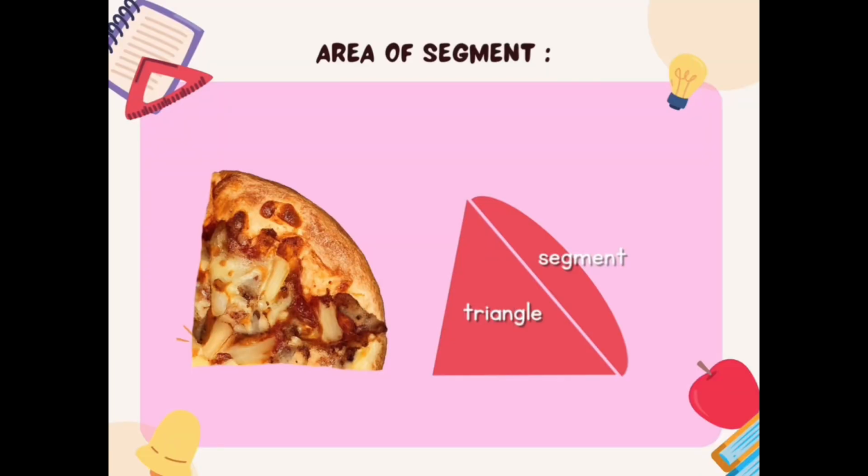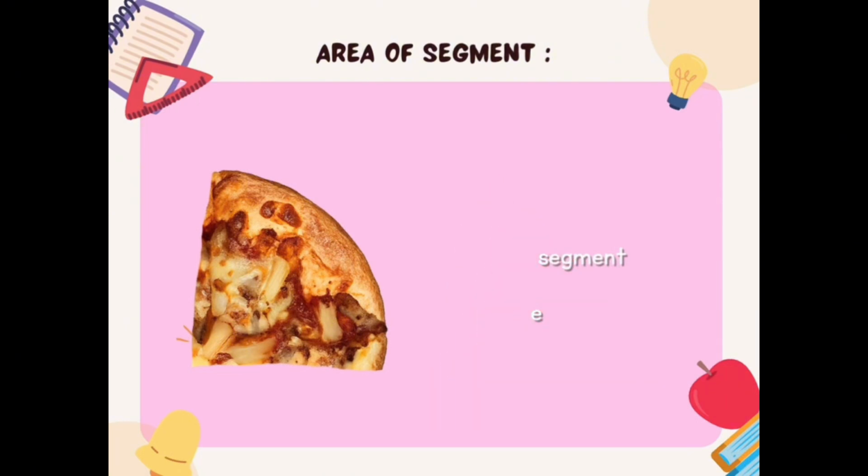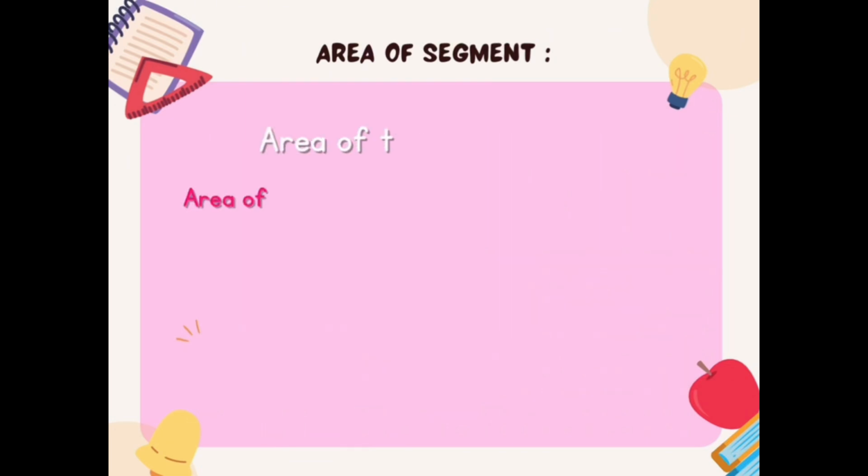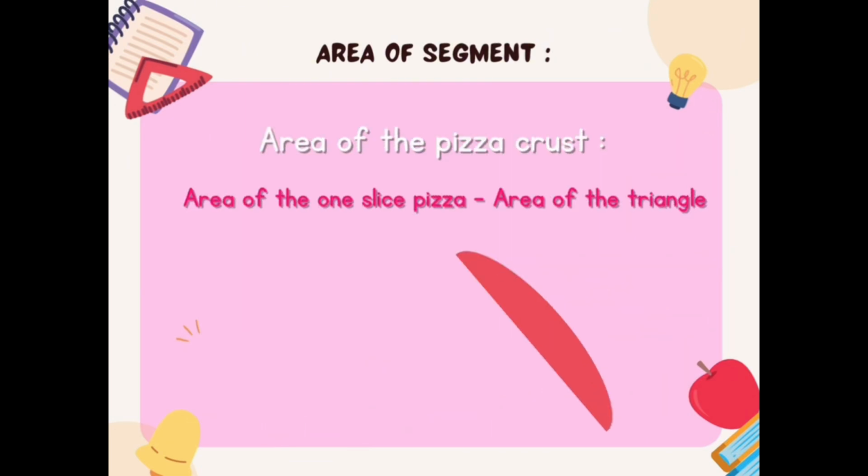Oh, so that means I can calculate the area of the pizza crust. Inside the sector, there is a triangle formed by 2 radii. To find the area of the triangle, I use 1/2 times a times b times sin 90 degrees, which equals 98 square centimeters. Finally, to find the area of the segment, I subtract the area of the triangle from the area of the sector. 154 minus 98 equals 56 square centimeters.